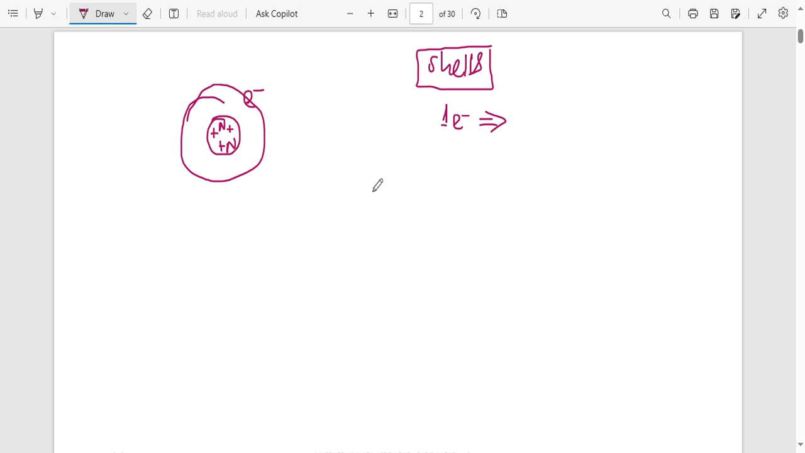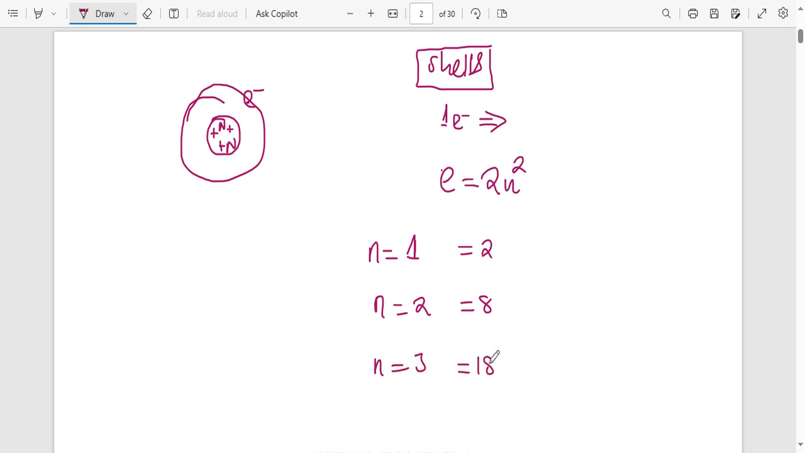When you want to find the number of electrons in each shell, electrons will be given by 2n to the power 2. So for the first shell, n is equal to 1. Electrons will be 2 times 1 squared, which is just 2. Second shell, electrons will be 2 times 2 squared, which is 8. For the third shell, 2 times 3 squared, that is going to be 18, and you continue to move like that. That is how you determine the number of electrons in each shell.